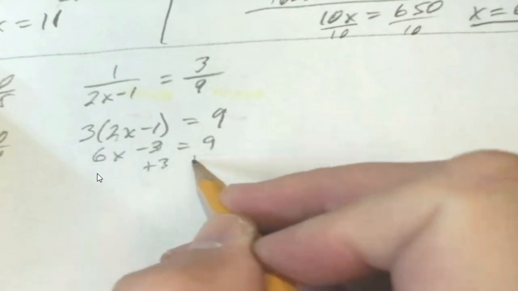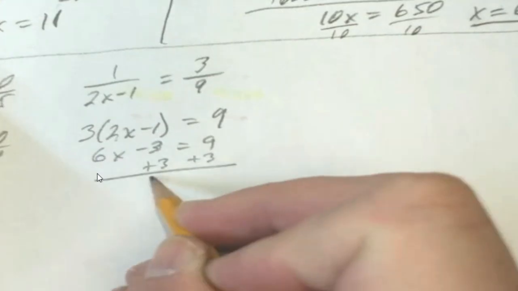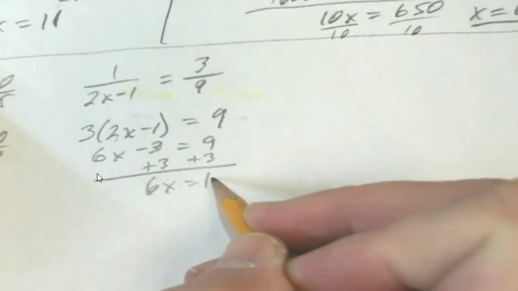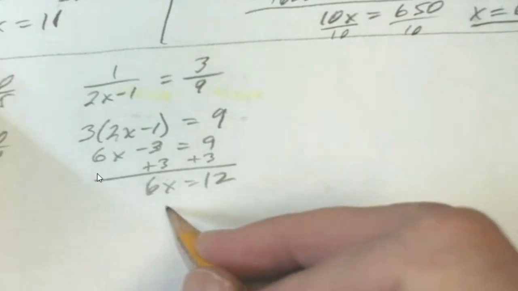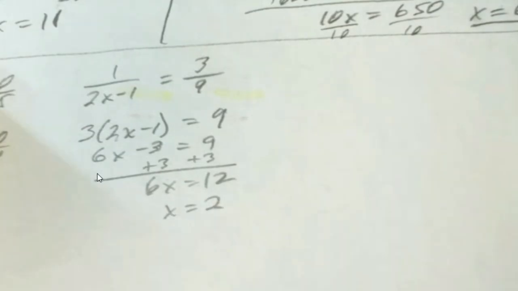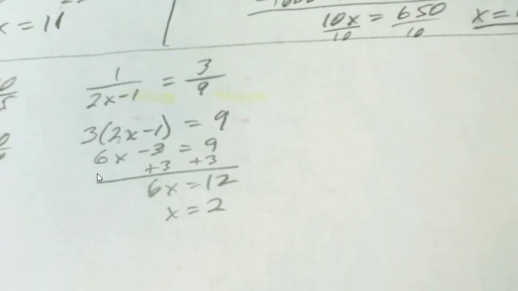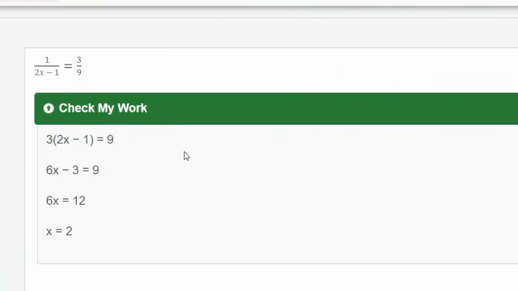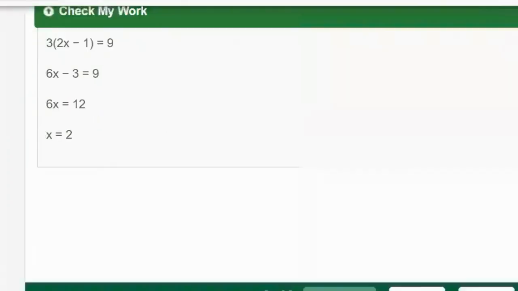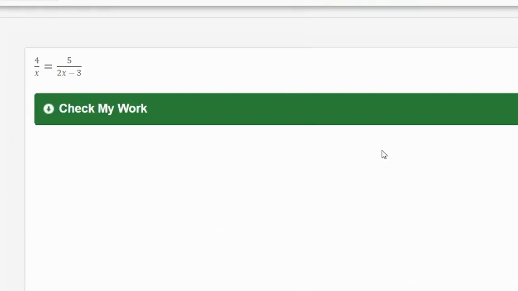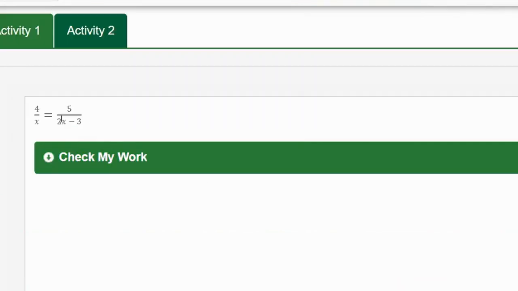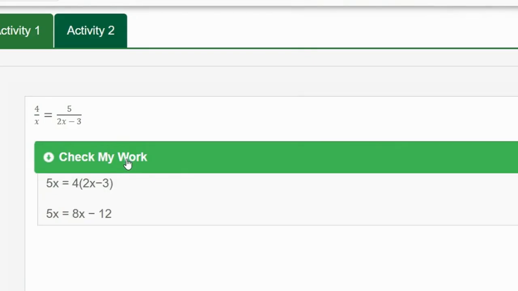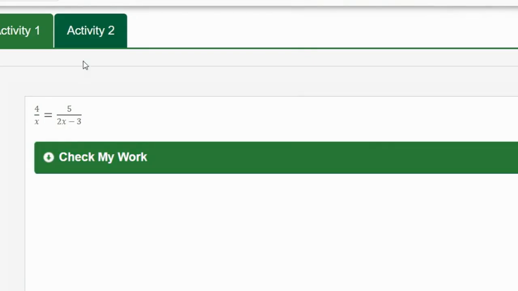Add 3 to both sides. 6x equals 12. So x equals 2. Right? X equals 2. There you go. They have one more. I will leave that for you to work, because you can check your work right here. They got the answer for you. So I'll let you do that one.